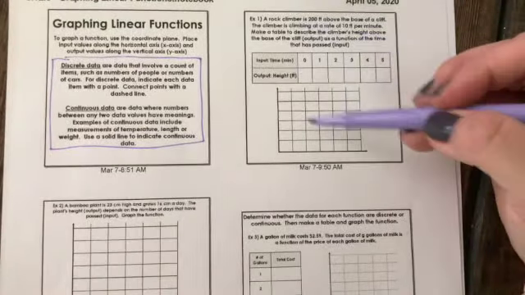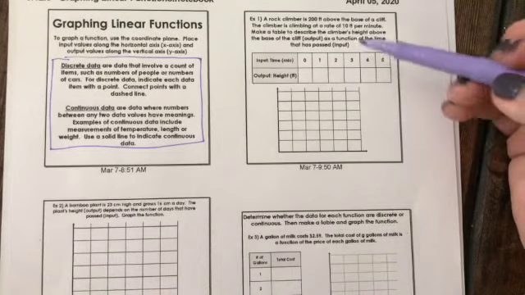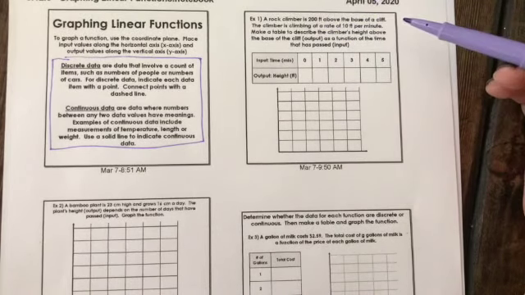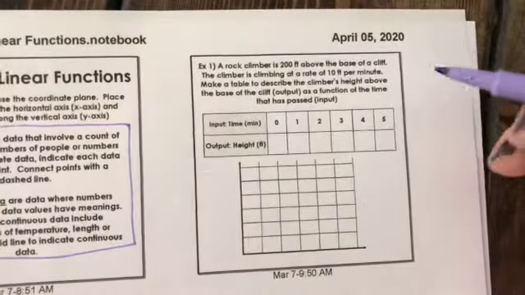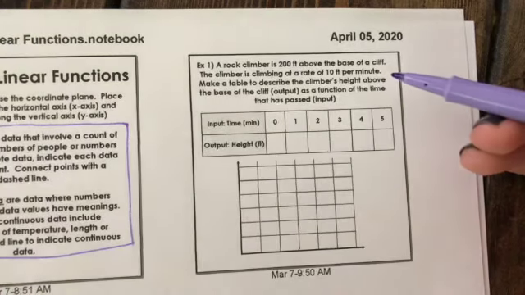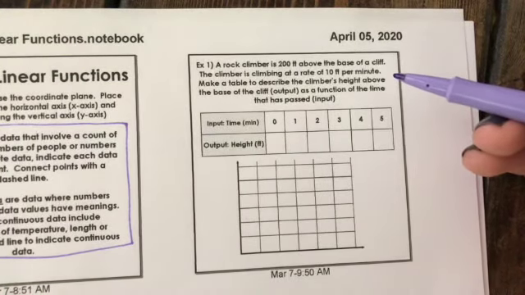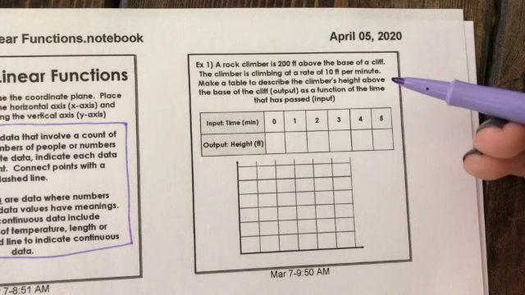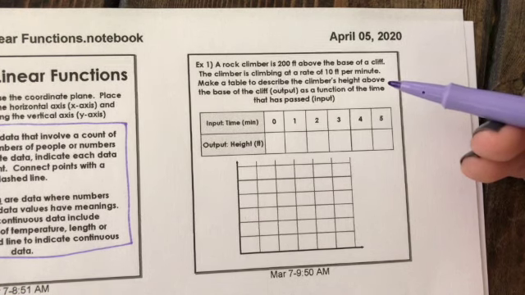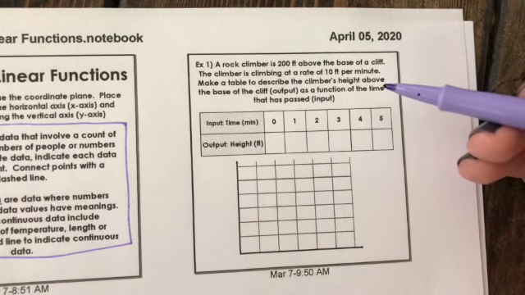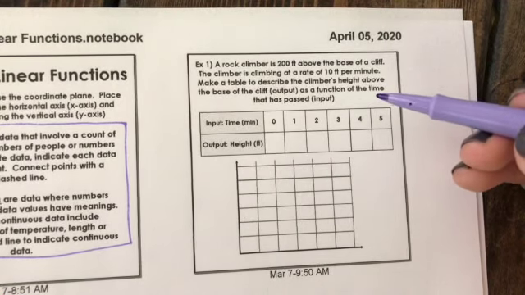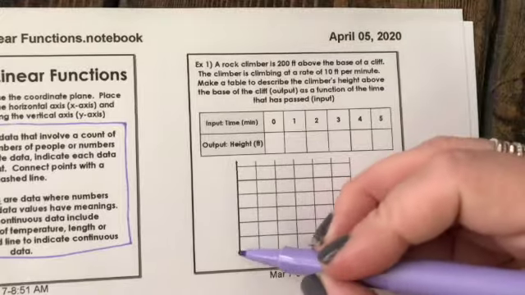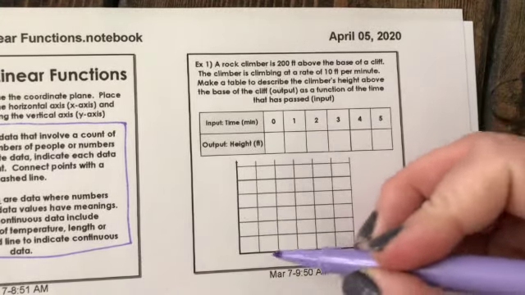So let's look at example number 1. It says a rock climber is 200 feet above the base of a cliff. The climber is climbing at a rate of 10 feet per minute. Make a table to describe the climber's height above the base of the cliff, which would be the output, as a function of time that has passed, which is the input. Okay, and so it tells us over here that input is going to go along the x-axis.